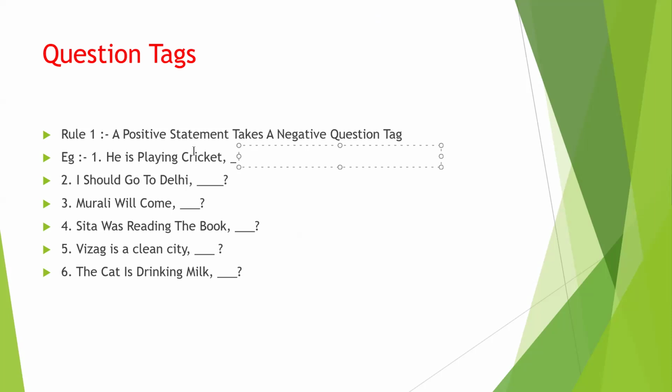From here, he is playing cricket. First, what do we do? First, we write the subject at the end, in the question tag: he. Remember, there are no capital letters. We use only small letters. Now let's see the helping word. Here the helping word is is. Whether the statement is positive, so we write the negative. Isn't, is plus not, isn't he. Every question tag ends with a question mark. This is the answer for he is playing cricket, isn't he?